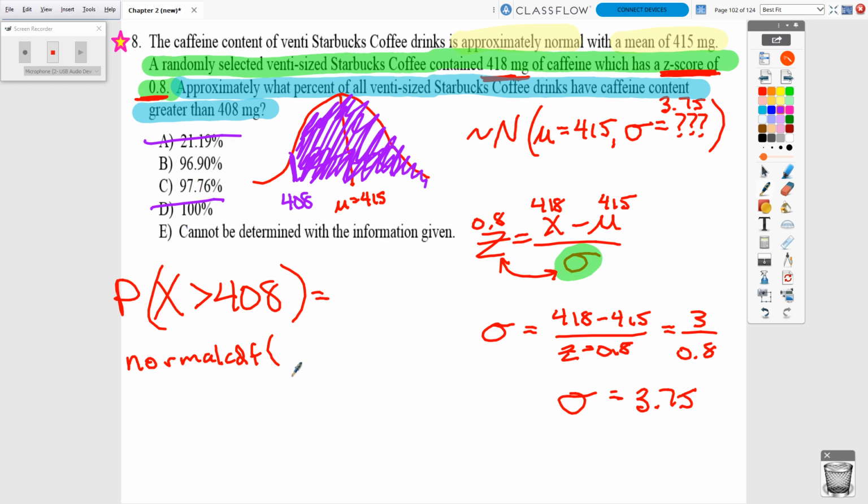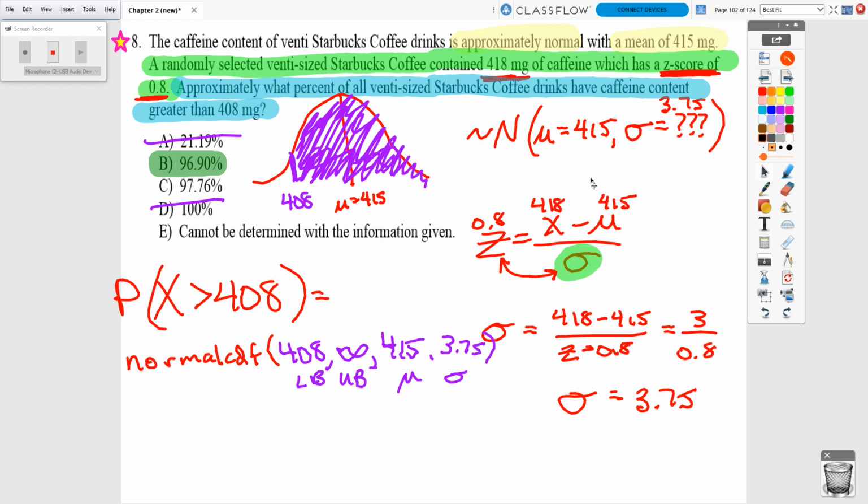So lower bound is the 408. Upper bound is like the most jacked up coffee you've ever had on caffeine. So 9999999 or infinity, theoretically. Mean 415. And standard deviation that we had to figure out, except I wrote it in the wrong spot, 3.75. And so now if you type that in your calculator, you should get 0.9690 rounded, which is our answer choice B.